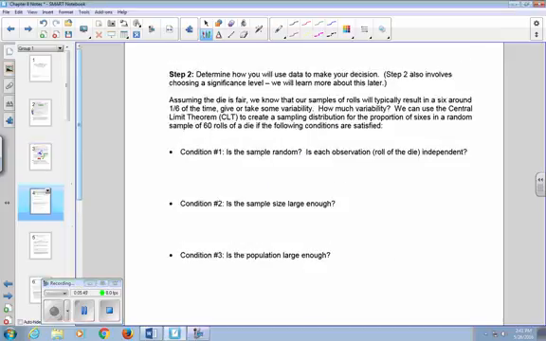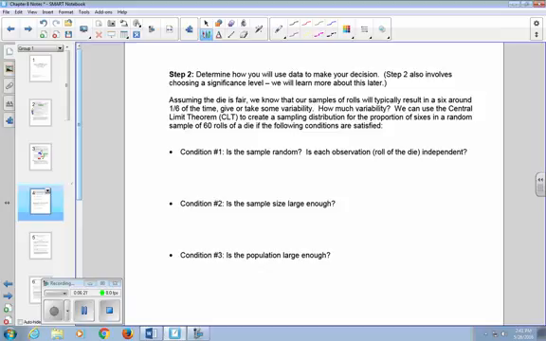So writing these hypotheses is going to be up to us. All right, step 2, determine how you will use data to make your decision. Step 2 also involves choosing a significance level, and we're going to learn more about this in a later piece of this example. So assuming the die is fair, we know that our samples of rolls will typically result in a 6 around 1/6 of the time, give or take some variability. So how much variability? We can use the central limit theorem to create a sampling distribution for the proportion of 6s in a random sample of 60 rolls of a die if the following conditions are satisfied.